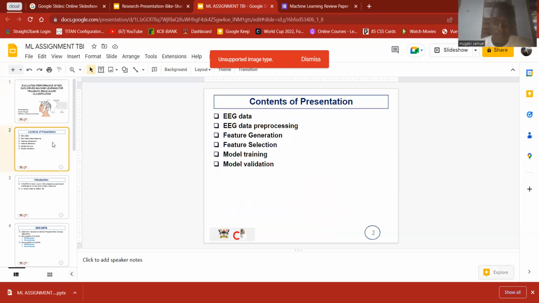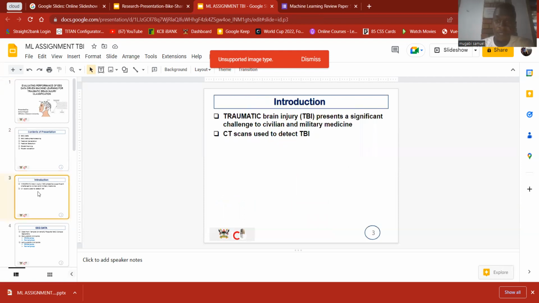The contents of the presentation are those, and I think I've already started with the introduction. So traumatic brain injury is mainly in the military, whereby those people after war, their war injuries, have brain disorders. It is also found among civilians who get accidents and get hit on the head. They may also get traumatic brain injury.